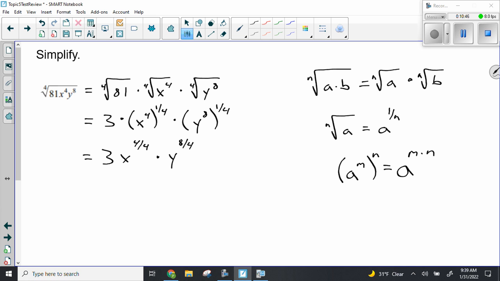Next step is just to do some simplification of those exponents, right? This is 3, 4/4 is 1. So x to the first power is just x. You can write that one there if you want. It's not necessary. I'm not going to write it there. That y to the 8/4, right? 8 divided by 4 is 2. And this can't be simplified any further. So this is indeed our final answer.